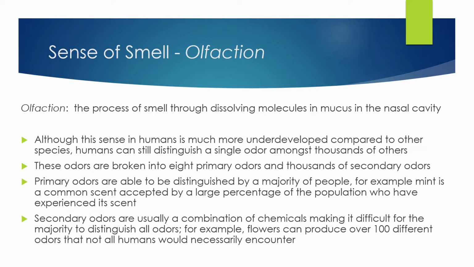Primary odors are able to be distinguished by a majority of people. For example, mint is a common scent accepted by a large percentage of the population who have experienced its scent. Secondary odors are usually a combination of chemicals, making it difficult for a majority to distinguish all odors. For example, flowers can produce over 100 different odors.